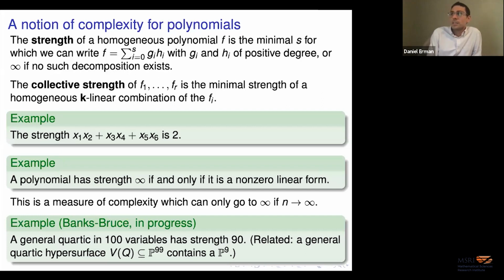So, let me think. If you think about a polynomial as a symmetric degree D tensor, then tensor rank would be decomposing it as a sum of essentially pure products of linear things, whereas strength allows you to decompose it into arbitrary degrees. So linear times degree D minus 1 instead of just pure linear things. So it's a more flexible notion. It's generally going to be smaller than something like tensor rank or Waring rank. It'll generally be much, much smaller.